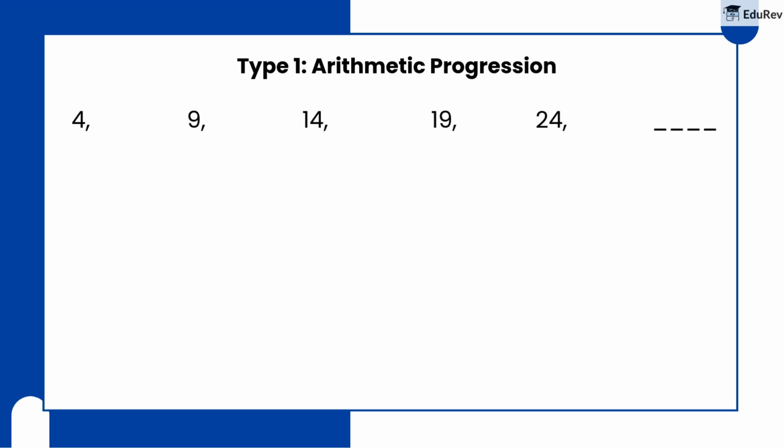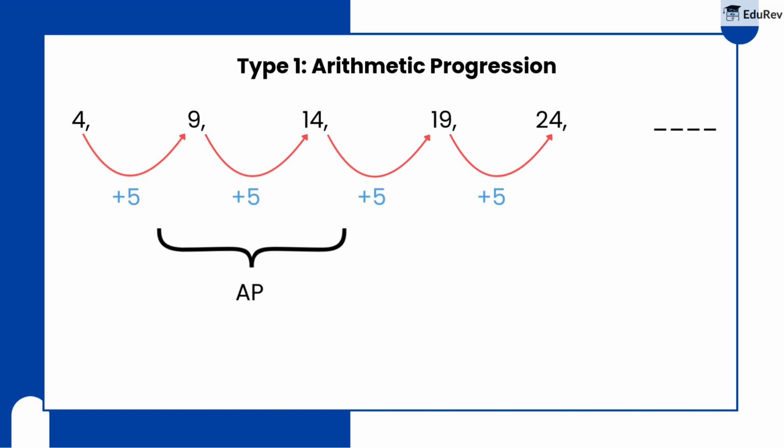Alright, let's break this down. The first thing to check is always the simplest relationship, the difference between consecutive numbers. Let's map it out. 9 minus 4 equals 5. 14 minus 9 equals 5, and so on. The pattern is crystal clear. We are simply adding 5 each time. This is an arithmetic progression.